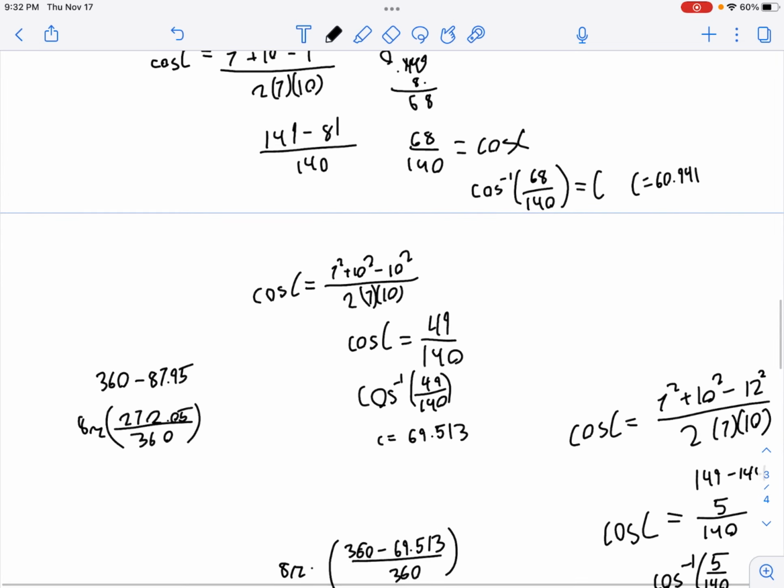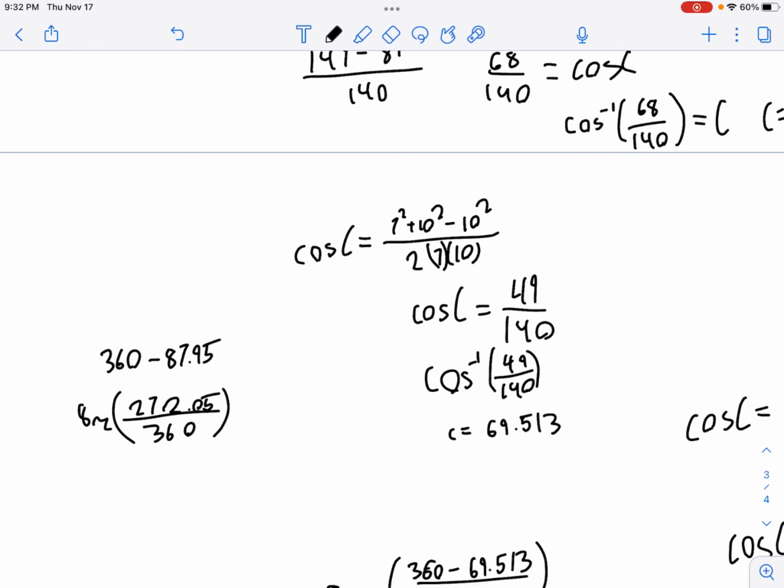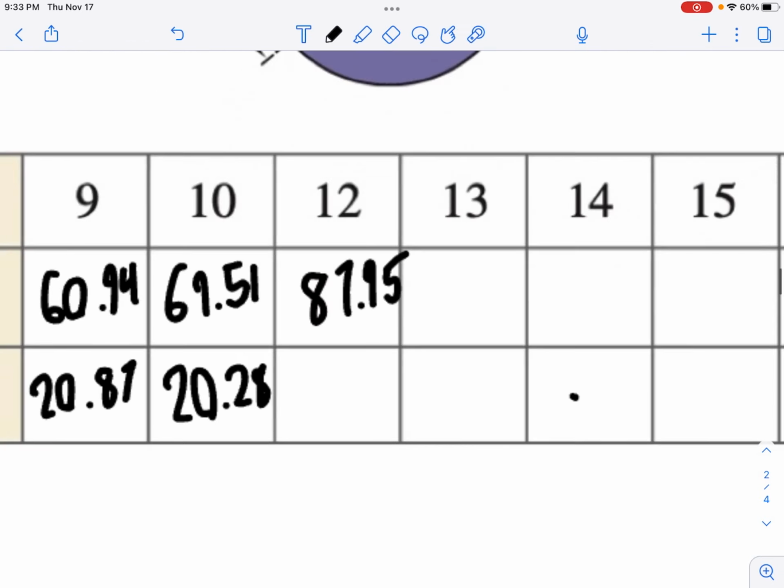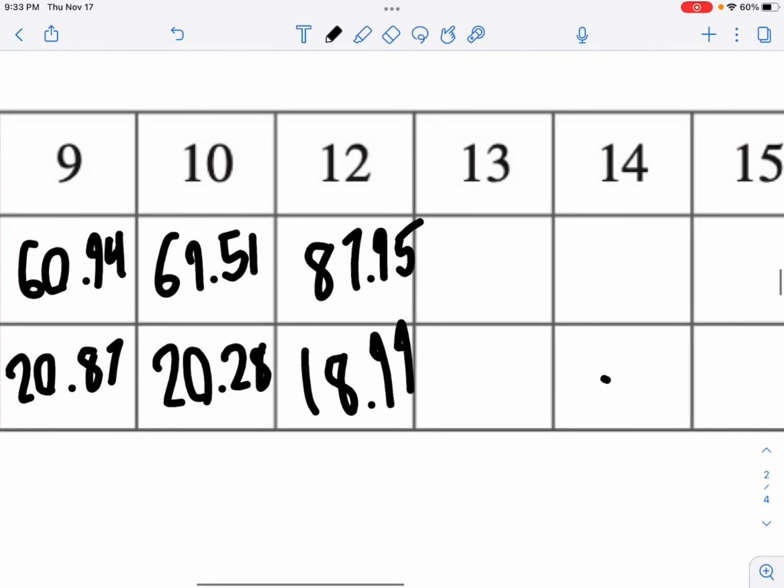And now we're going to do this in the calculator. We're going to go up, we're going to go second, times 8 pi over 360. Get 18.99. So we should bring that up here, 18.99 is our new S.